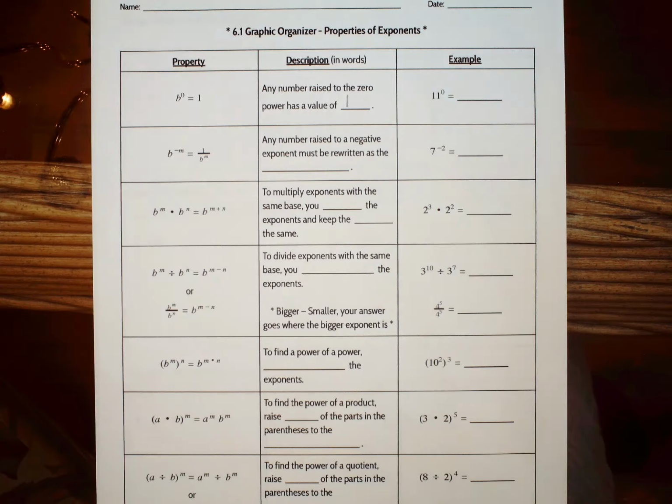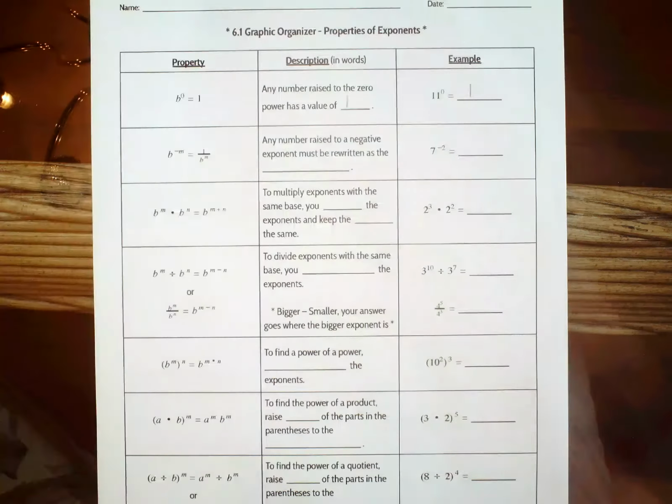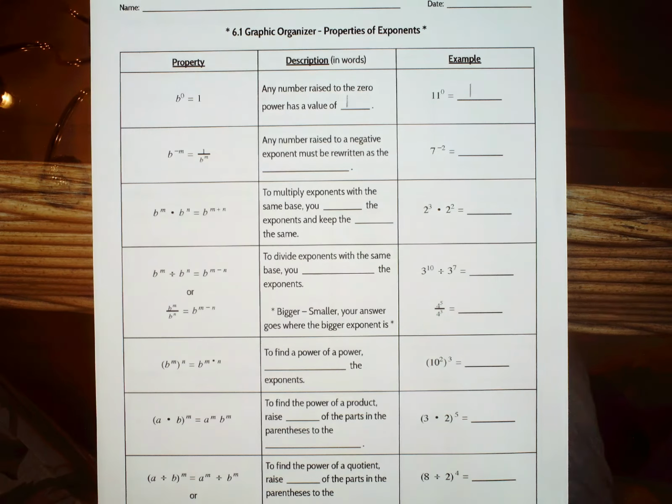So anything at all raised to the 0 power is going to have a value of 1. So in our example here to the right, 11 to the 0 is 1. Anything to the 0 is 1.